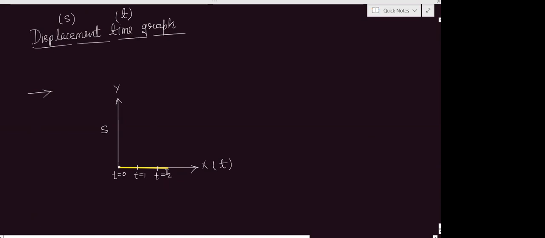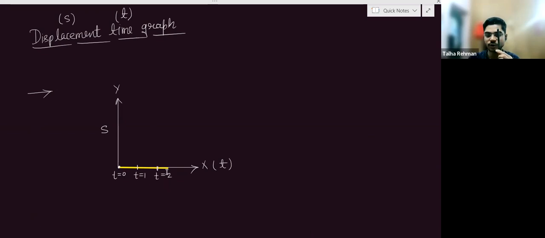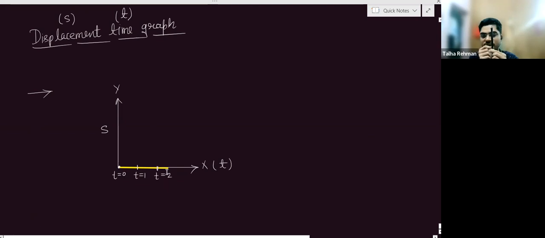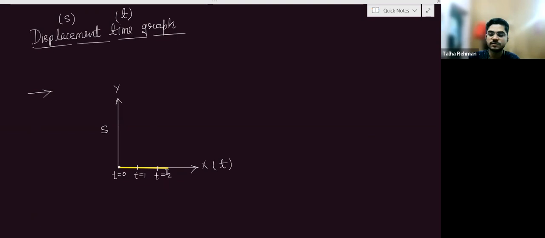Suppose this is a pen, and this pen is here. This pen is not moving. This means the displacement of the pen is not changing with time, but time is changing: 1 second, 2 second, yet this pen is in the original position.